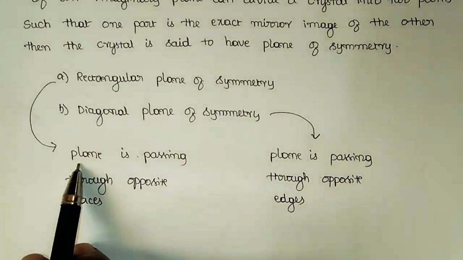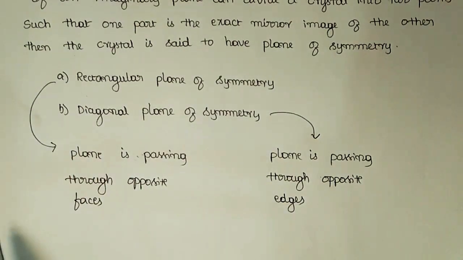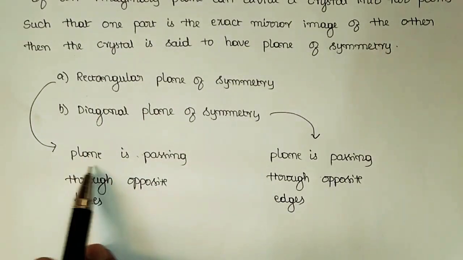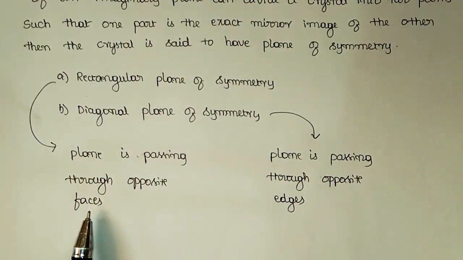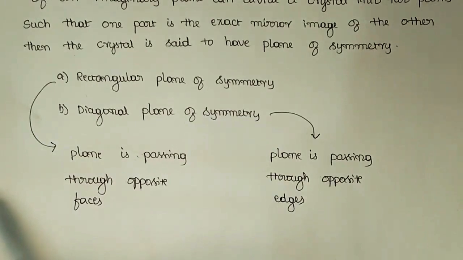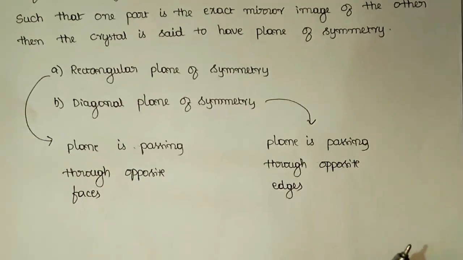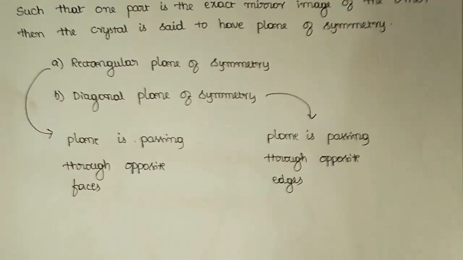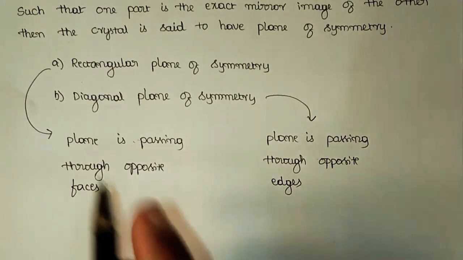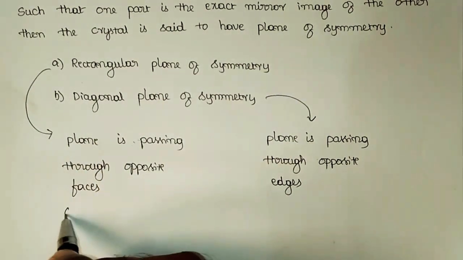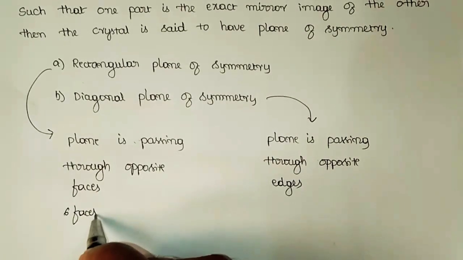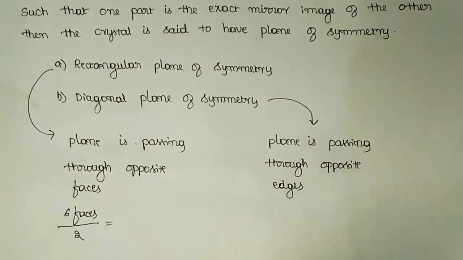And let us consider the rectangular plane of symmetry. As I said, if the plane is passing through opposite faces, then we used to call that a rectangular plane of symmetry. And we know that in case of a cubic crystal, totally we are having 6 faces. So 6 faces divided by 2, totally 3 rectangular planes of symmetries are possible in case of cubic crystal.